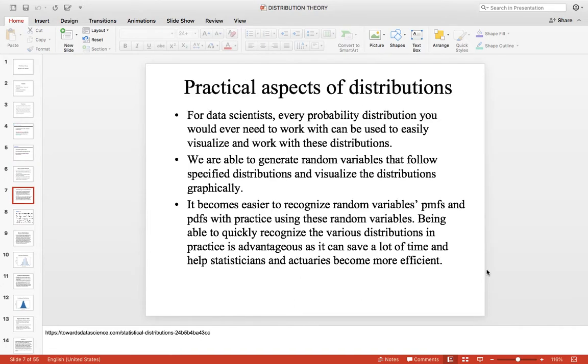Now, what are the practical aspects of distributions? For a data scientist, every probability distribution you would need to work with can easily be visualized. So first we need to plot the distribution, and then you decide on the next step of going about working with it. So we are able to generalize random variables that follow specific distributions and visualize their distributions graphically.